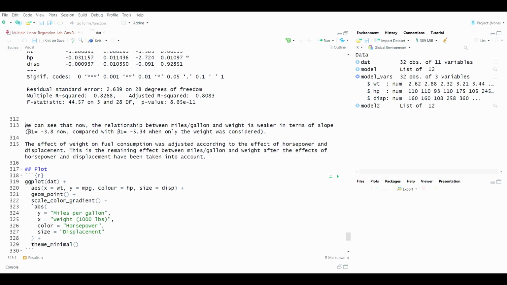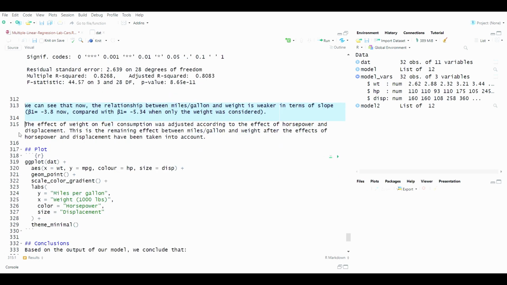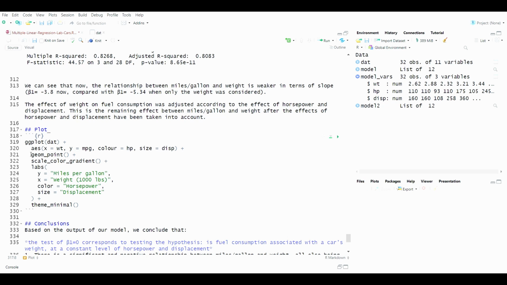So we can see that now the relationship between miles per gallon and weight is weaker in terms of slope. It is -3.8 compared with -5.34 when only the weight was considered, right? It kind of took something away when we added the other variables. The effect of weight on fuel consumption was adjusted according to the effect of horsepower and displacement. This is the remaining effect between miles per gallon and weight after the effects of horsepower and displacement have been taken into account.